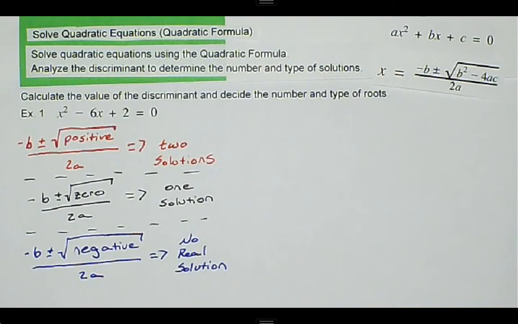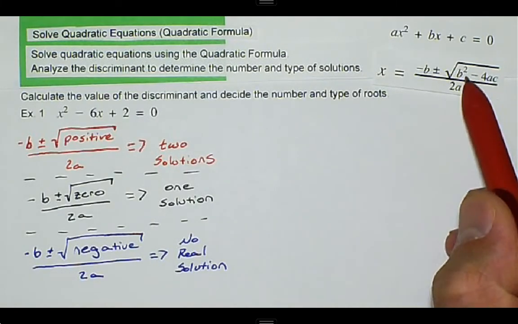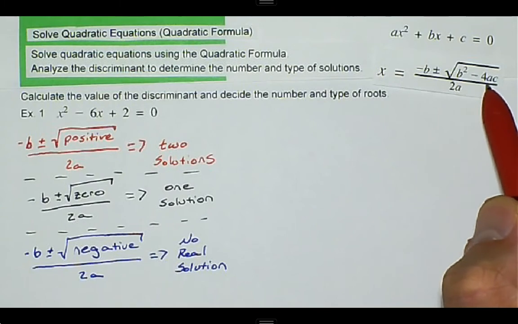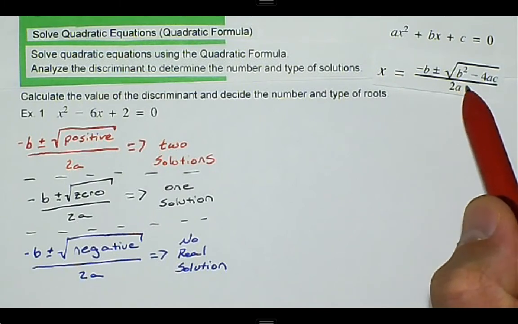We want to solve quadratic equations using the quadratic formula, and we want to analyze the discriminant to determine the number and types of solutions. So the discriminant, we remember, is just the part that's underneath the radical. So we're just focusing right now on the b squared minus 4ac. So the first thing that we have to do is identify all of the parts.